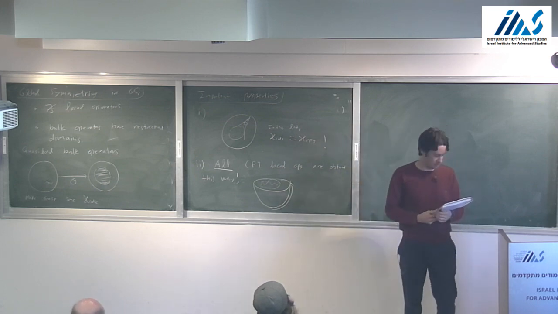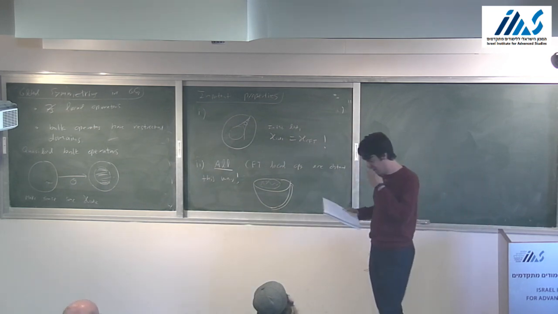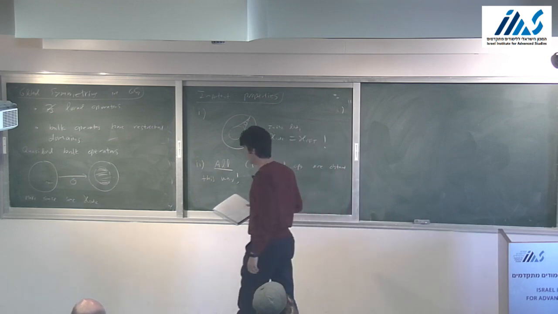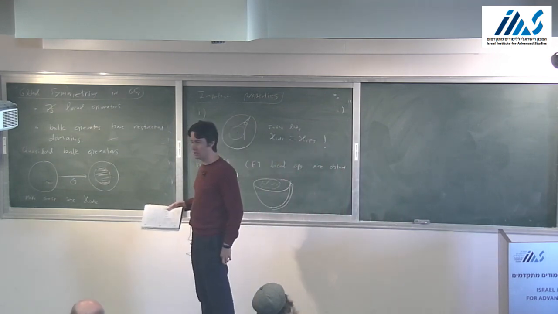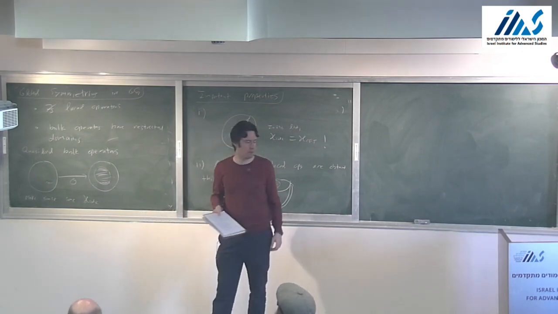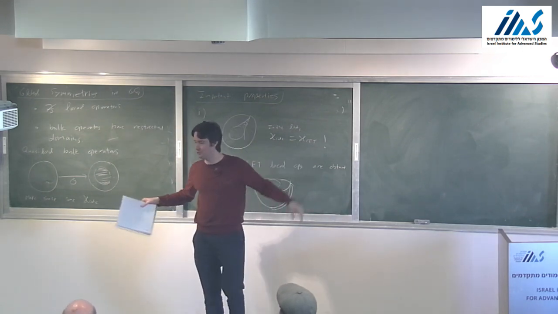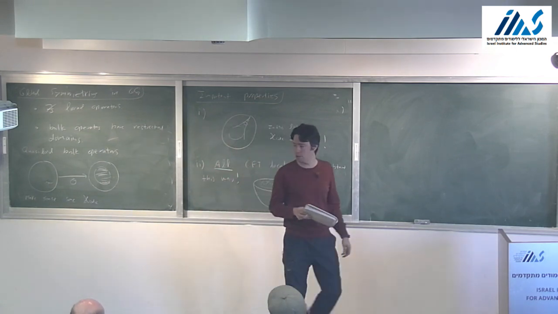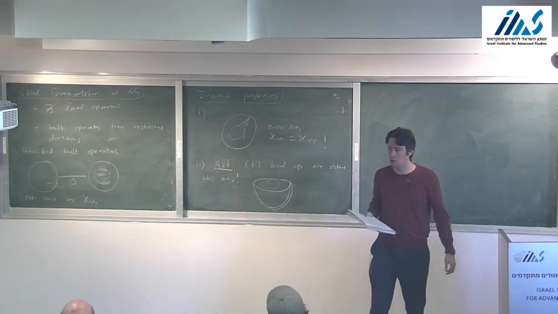In this construction, are you assuming that this support on which this bulk operator is living is always finite? Yeah, except for these gauge tails. That's right. Except for the Coulomb field and the gravitational field that dress the operator out to infinity. Yeah.